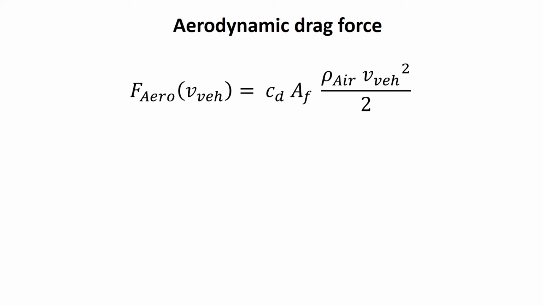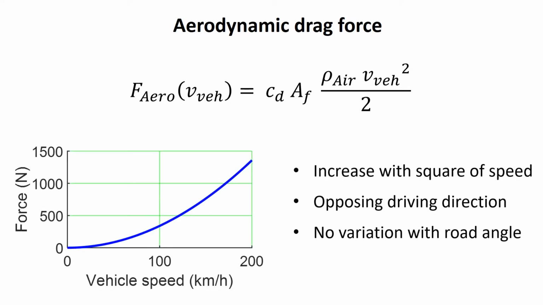It can be calculated as the aerodynamic drag coefficient times the front area of the vehicle times the air density times the vehicle speed squared divided by 2. The drag force increases with the square of the vehicle speed, as is shown in this diagram. It is opposing the driving direction, and it is independent of the road angle and the vehicle mass. The aerodynamic drag coefficient should be as low as possible, and typically is about 0.25 to 0.35 for a modern car. For trucks and buses it is higher, about 0.7.